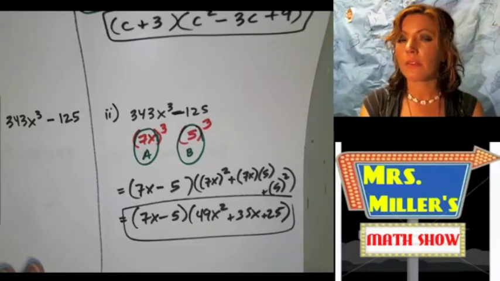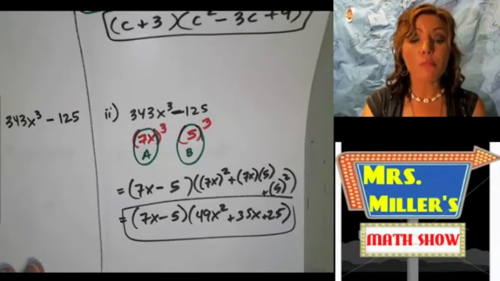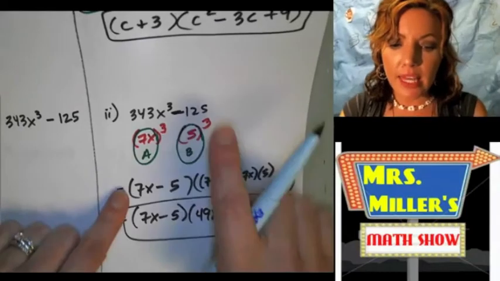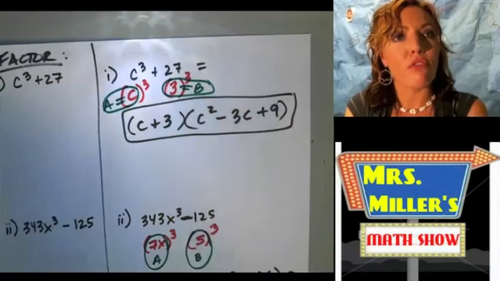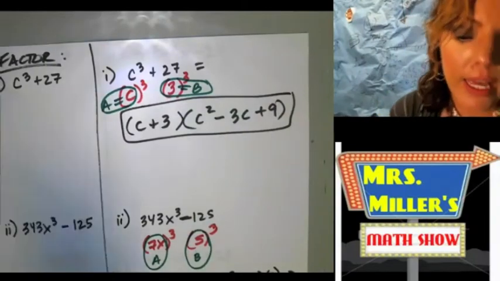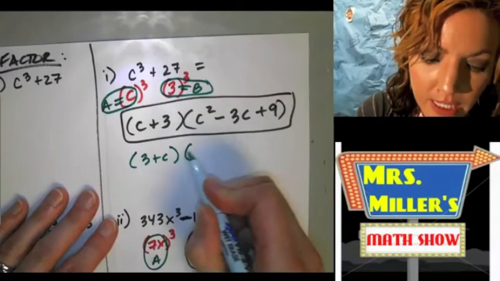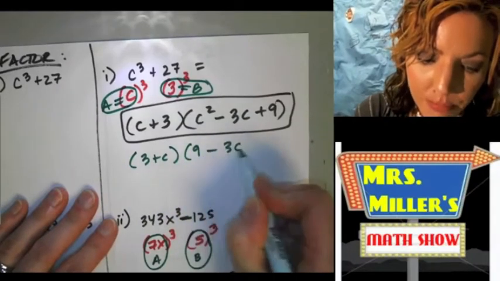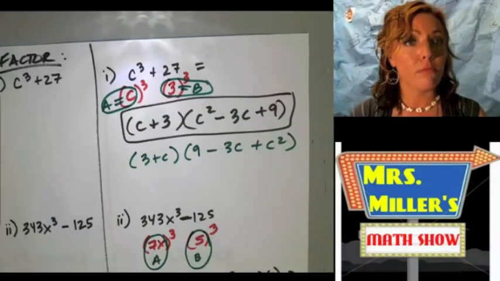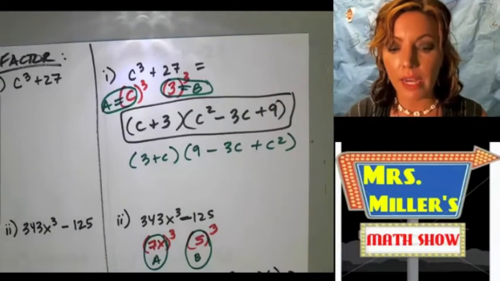So far, it's only been A that had the variable. Uh-huh. X. Will that ever be B the variable? Yeah. So sometimes B can have the variable. Let's say that in this one it was flip-flop, so 27 plus C cubed. Then in that case, everything would be exactly the same. It would just be flip-flopped. 3 plus C times 9 minus 3C plus C squared. And that can happen. That's fine. Yeah, sometimes the variable will be on B instead of A.